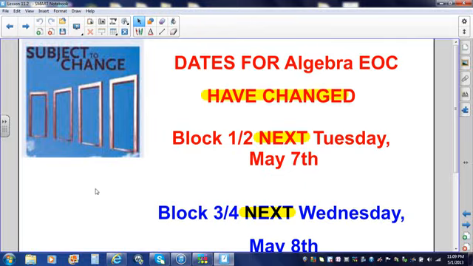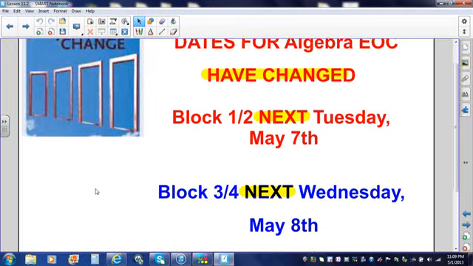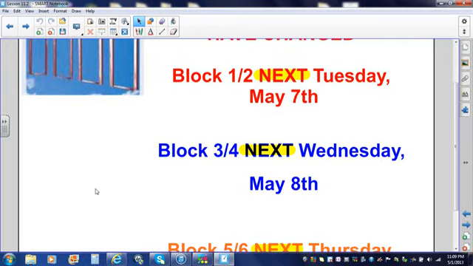Don't forget, the dates for the Algebra EOC have changed. We're getting very close.